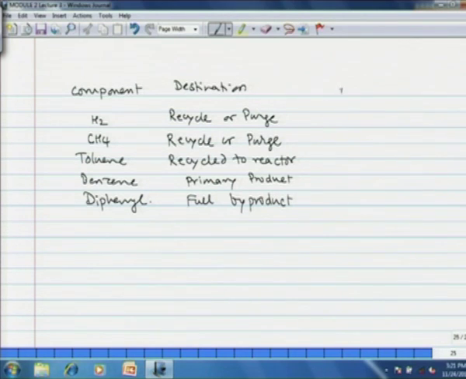Now, the normal boiling points of these components are: hydrogen minus 213, methane minus 161 degrees centigrade, benzene 80, toluene 110.8, so we can approximate at 111, and diphenyl 255. Now, obviously, hydrogen and methane can be sent together.